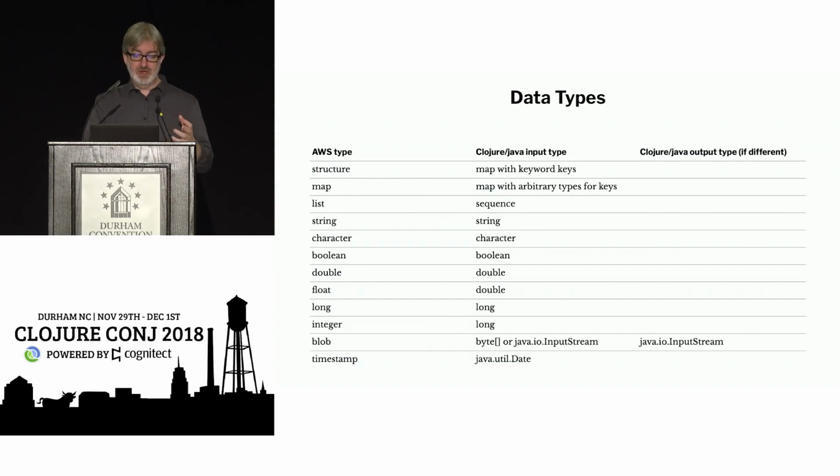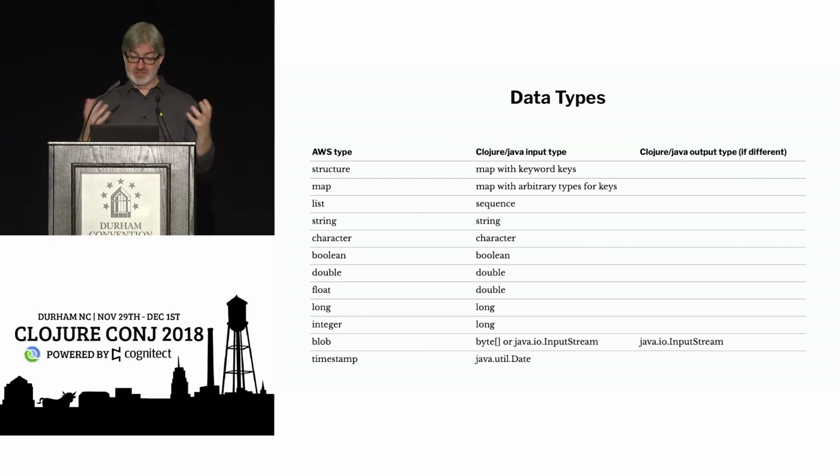So in these data description files, the JSON files that I talked about at the beginning, there are some number of types that are described. This is just a table of the types as they're named by Amazon and as we are interacting with them in our Clojure application. If a thing is a string, we're going to expect a string. If a thing is a long or an integer, we're going to expect a long. And that's what we'll deliver back to you.